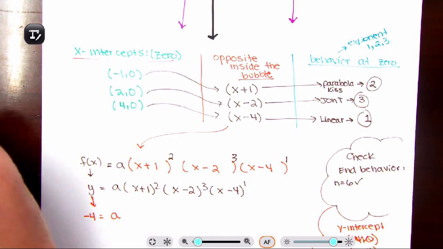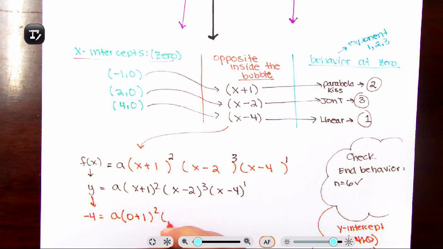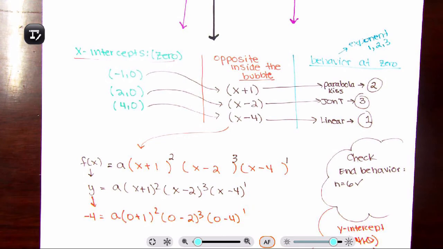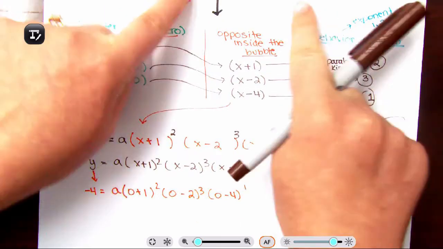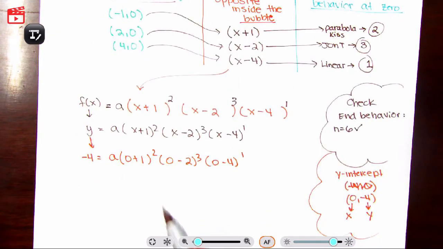So my y value is negative 4. A, we don't know, so we keep a. And for all of my x values, I'm going to write 0. And you're going to solve for a. Now, we know that a is going to be negative because they're pointing down. Anything that's decreasing has a negative a value.